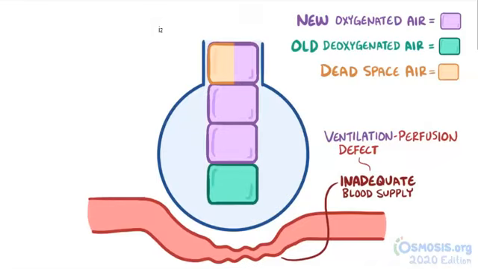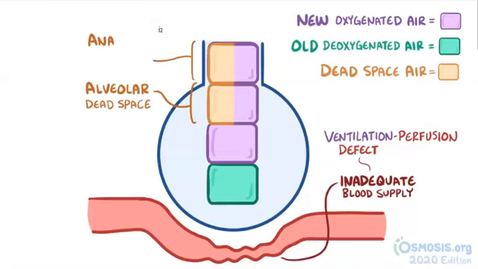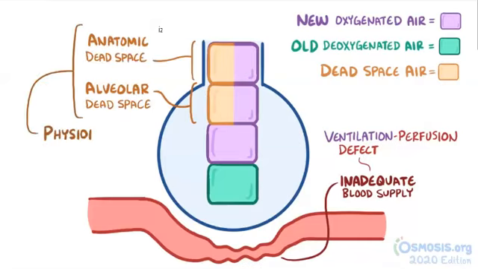So some of this air also ends up being dead space air, but this time we call it alveolar dead space. And together with the anatomic dead space, we call this physiologic dead space. The term physiologic refers to all the air that's physiologically inaccessible to the body due to anatomic and functional reasons.